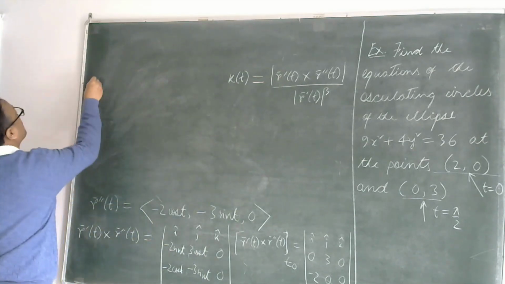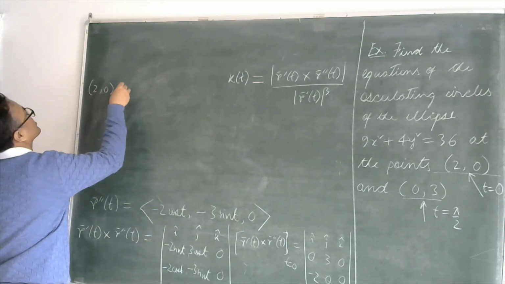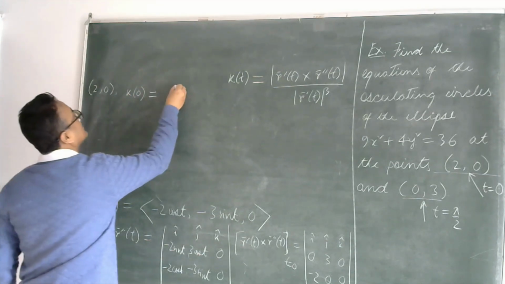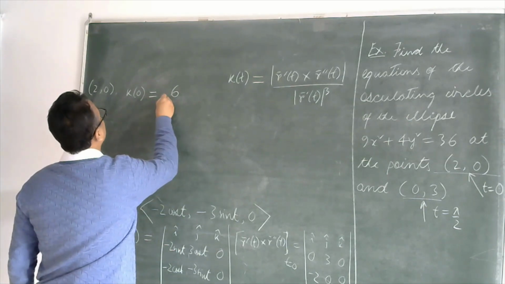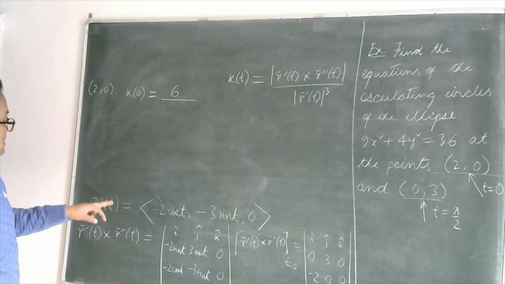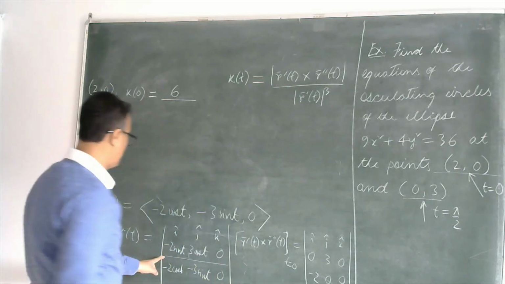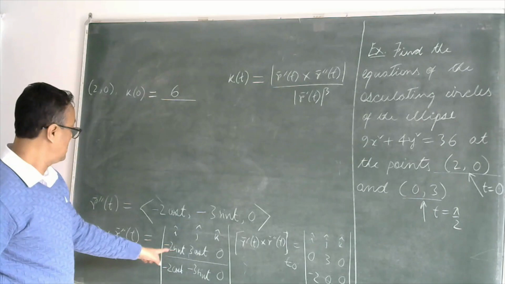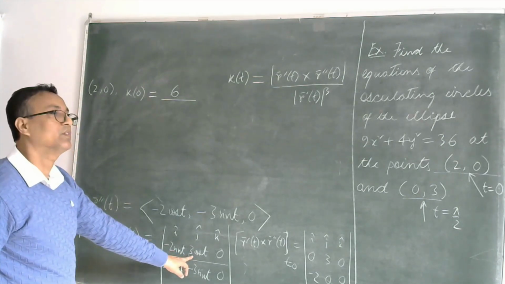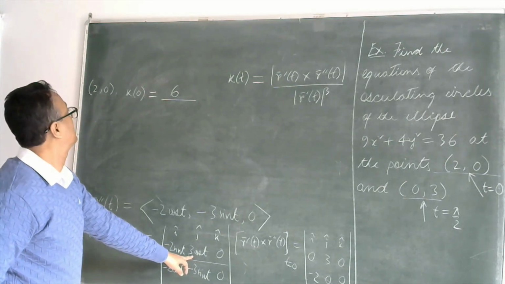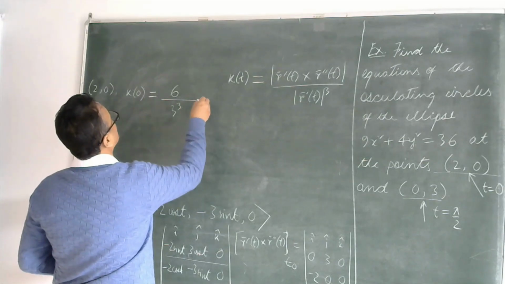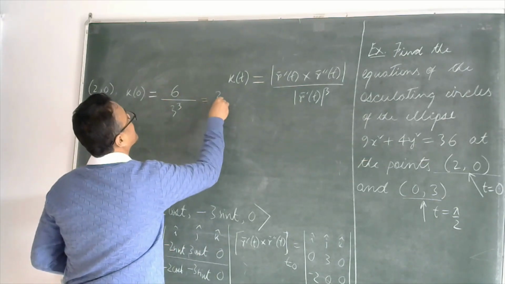So that means for the point (2, 0), which corresponds to t equal to 0, the numerator is 6, and then your r prime t, I can find it from here. Corresponding to t equal to 0, the mod of r prime t is simply going to give you 3. So it is 3 cubed. So that means the curvature is 2 by 9.